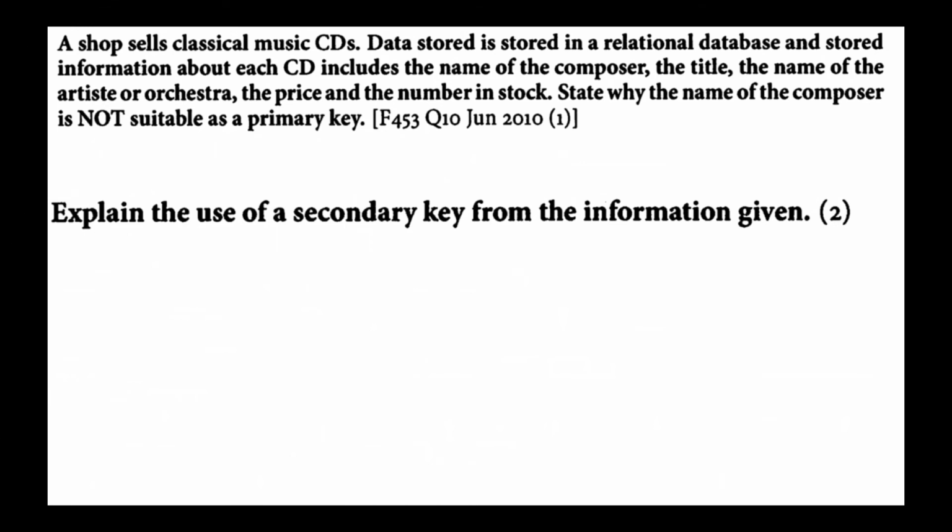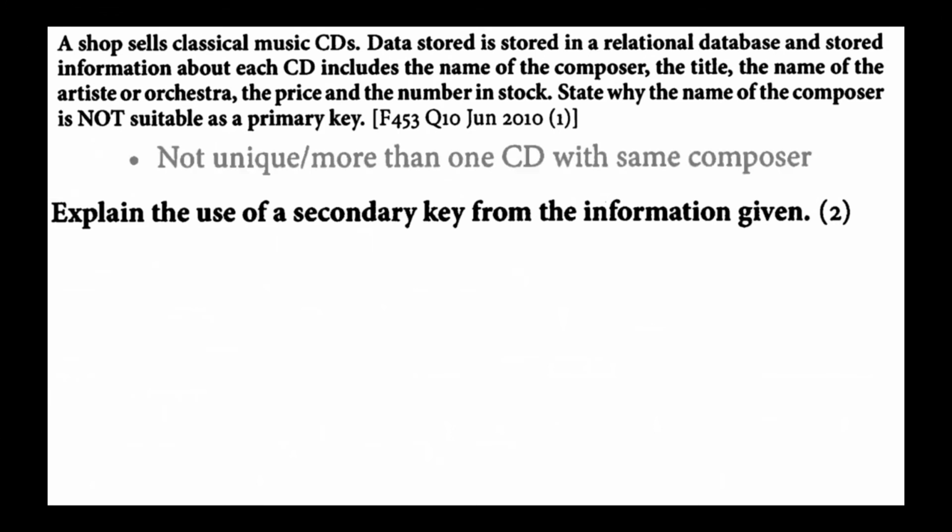The shop sells classical music CDs. State why the name of the composer is not suitable as a primary key. There can be multiple CDs made by one composer. Not unique, more than one CD with the same composer. So you might try and say not unique. The definition of primary key is that it's unique, and the composer is not suitable as a primary key because there can be more than one CD.